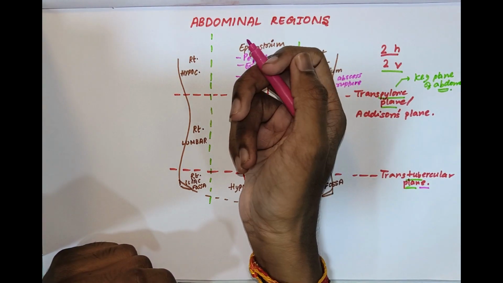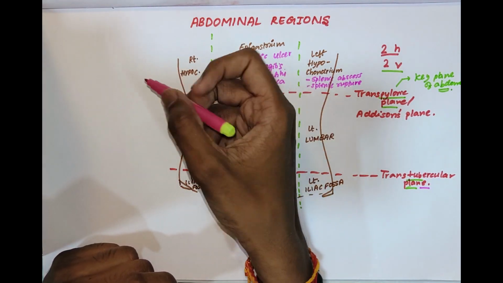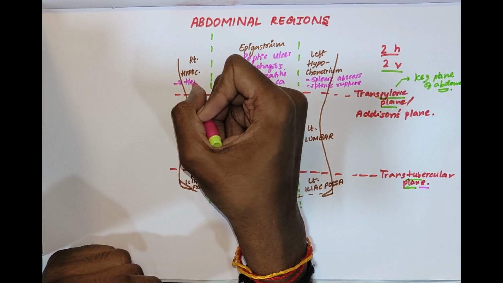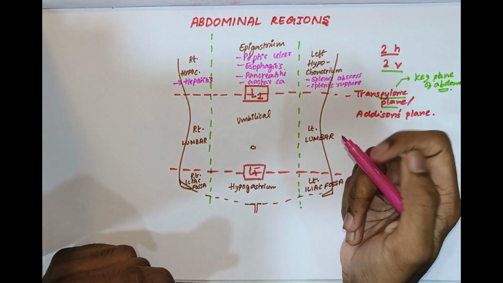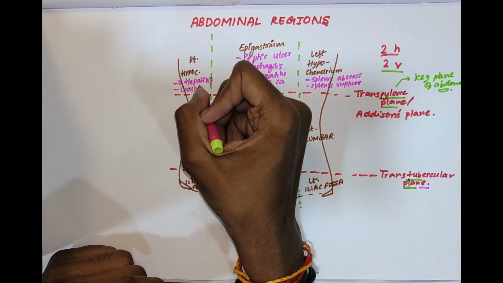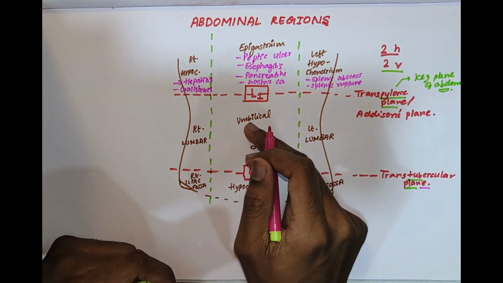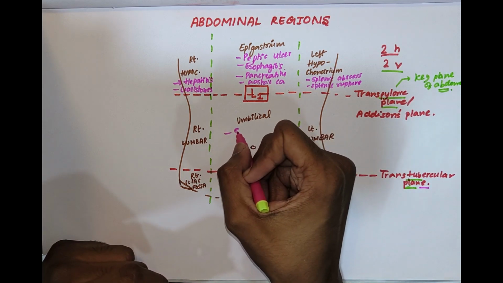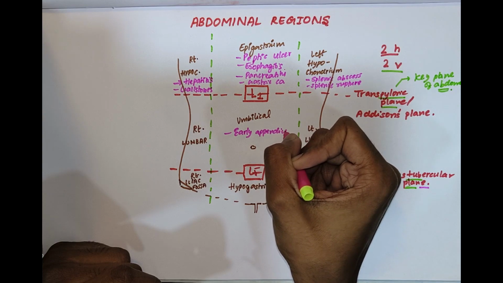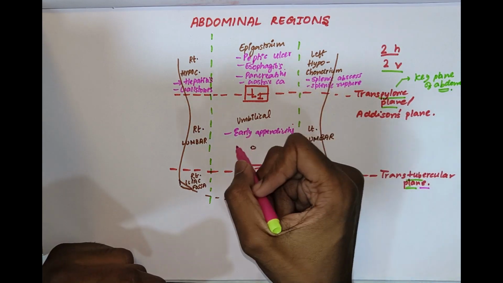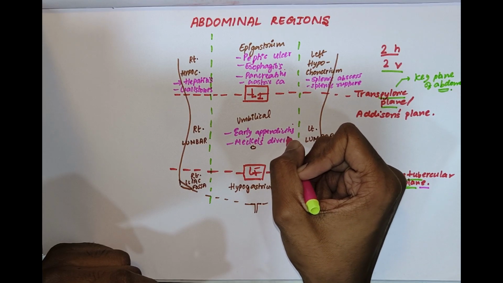Now, if the patient presents with a pain in the right hypochondrium, then of course it will be an ailment related to the liver only. So it can be hepatitis or it can be gallstones. If the patient presents to you with a pain in the umbilical region, it can be early appendicitis or Meckel's diverticulum.